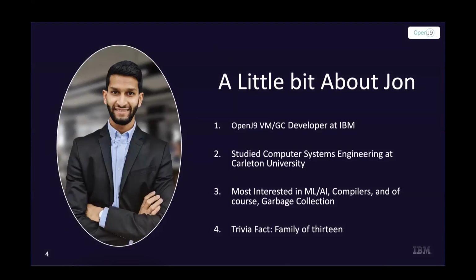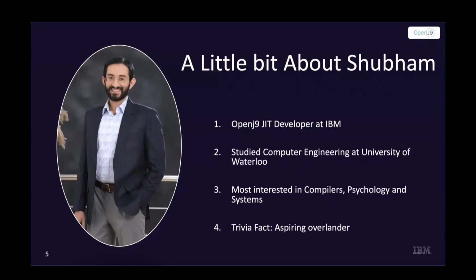A little bit about myself. I'm an OpenJ9 VM GC developer at IBM. I've studied computer systems engineering at Carleton University. I'm most interested in machine learning and AI, compilers as well, and of course, garbage collection. And a little trivia about myself is I'm actually from a family of 13 with 2 wonderful parents and 10 siblings. So a little bit about Shubham. He's an OpenJ9 JIT developer at IBM. He studied computer engineering at the University of Waterloo, and he's most interested in compilers, psychology, and systems. A little trivia about him is he is an aspiring overlander, which is very cool.